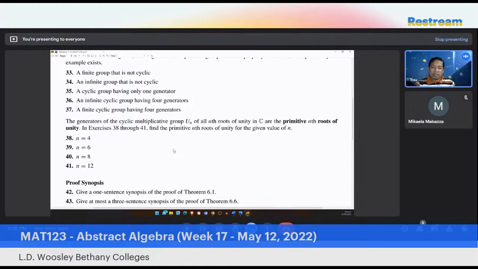So for n is equal to 4, now if this is a complex number, n is unity, what would be the probable roots? Ay, wait lang guys. Michaela, have a call. Sandali lang.